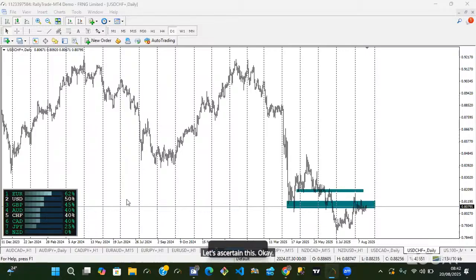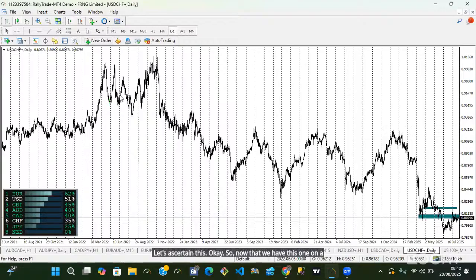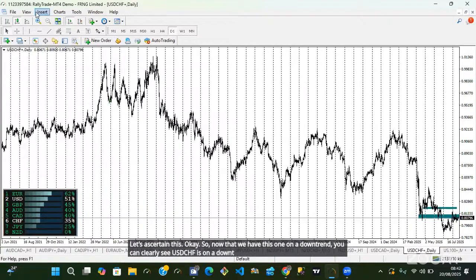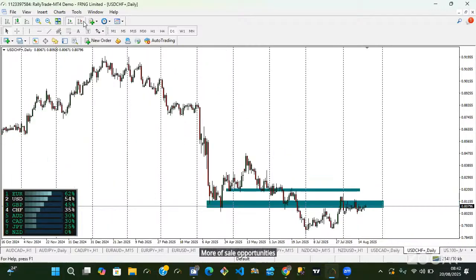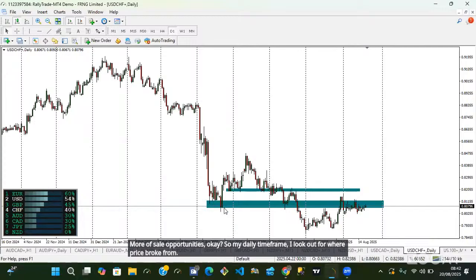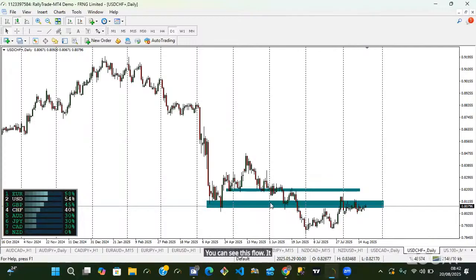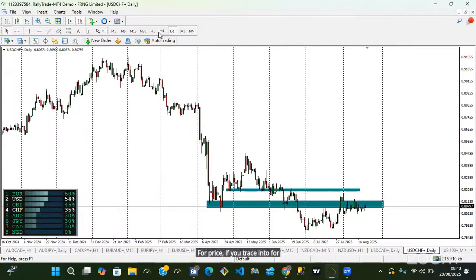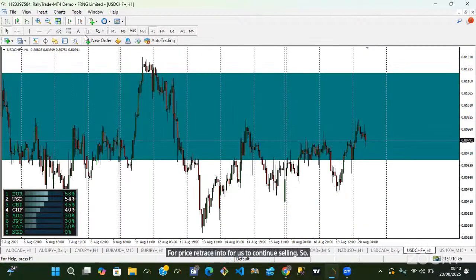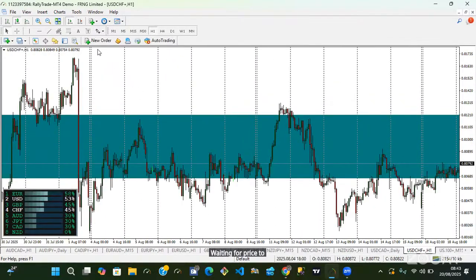Okay, so now that we have this one on a downtrend, you can clearly see USD is on a downtrend, right? So which means we are looking out for more sell opportunities, okay? So on my daily time frame, I look out for where price broke from. You can see this low. It did some massive retracement and it broke this low. So I mark this area for price to retrace into for us to continue selling. So on my 1 hour time frame, waiting for price to get into this level.